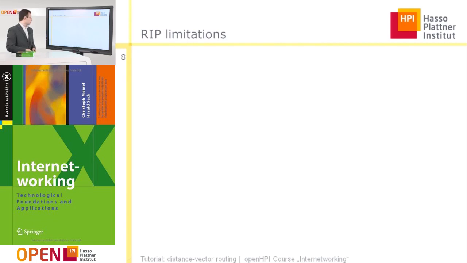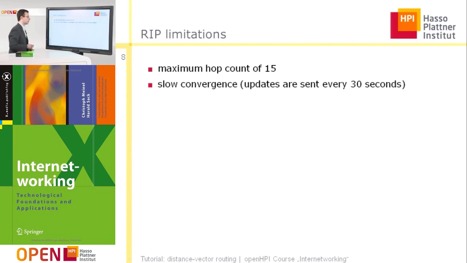So we have looked at how the routing information protocol works, and of course it has some limitations. First of all, the maximum supported hop count is 15, so RIP could not work in networks where there are more than 15 hops between source and destination networks. It also has slow convergence since updates are sent every 30 seconds.